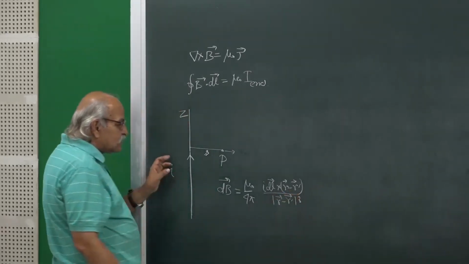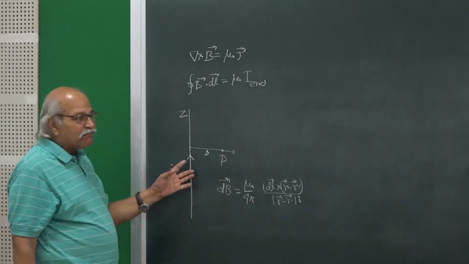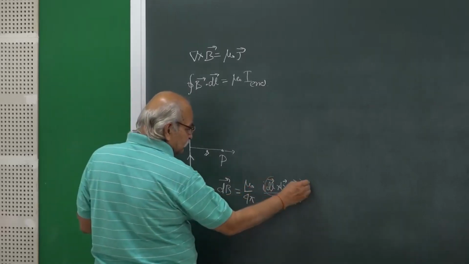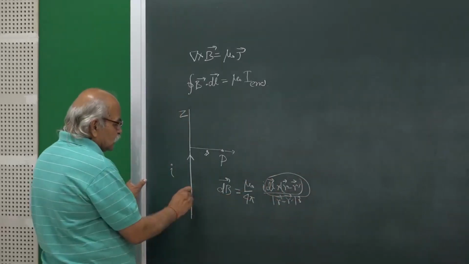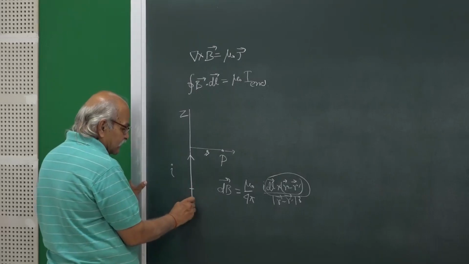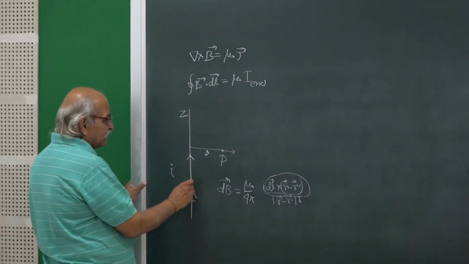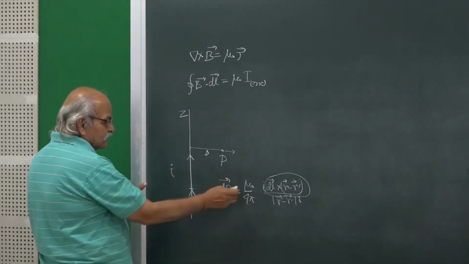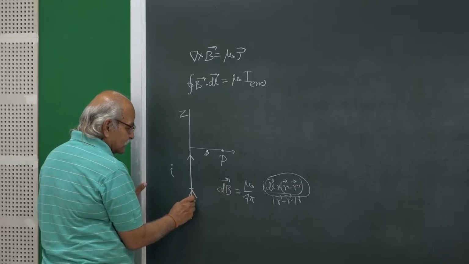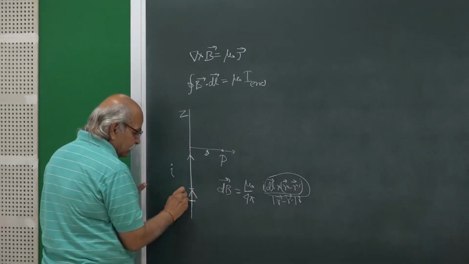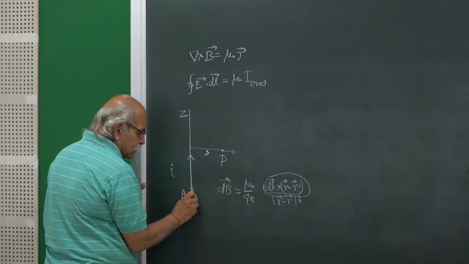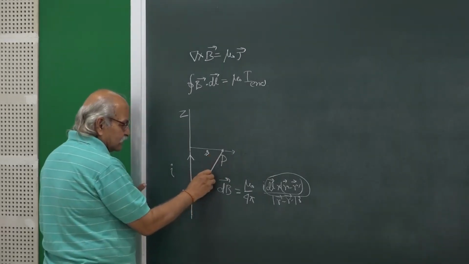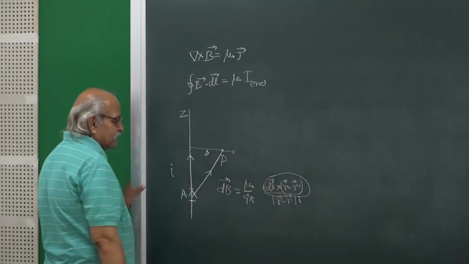We are only interested in knowing the direction; magnitude we will get from here. So, for direction, this is the vector which will give us direction. Take any element anywhere. This is your dl vector because this is the direction of current. And this r minus r prime vector goes from point A, where you are taking the element, to the point P.